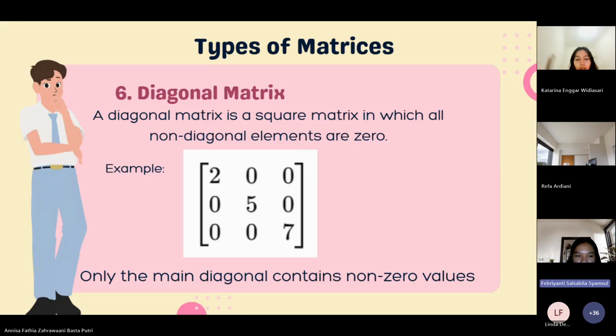Now let's look at the diagonal matrix. A diagonal matrix is a square matrix in which all elements outside the main diagonal are 0. Only the elements on the main diagonal may have non-zero values.